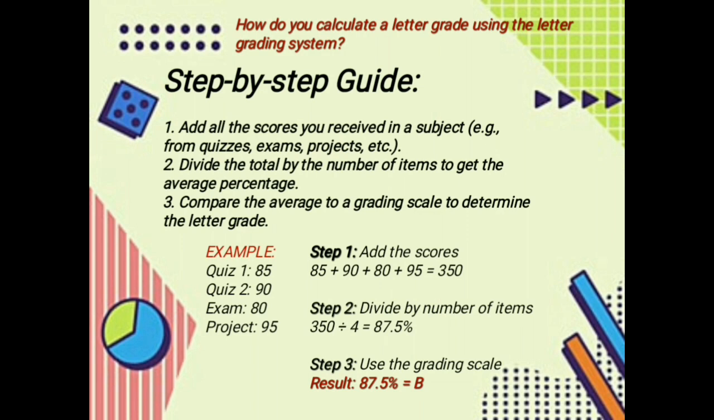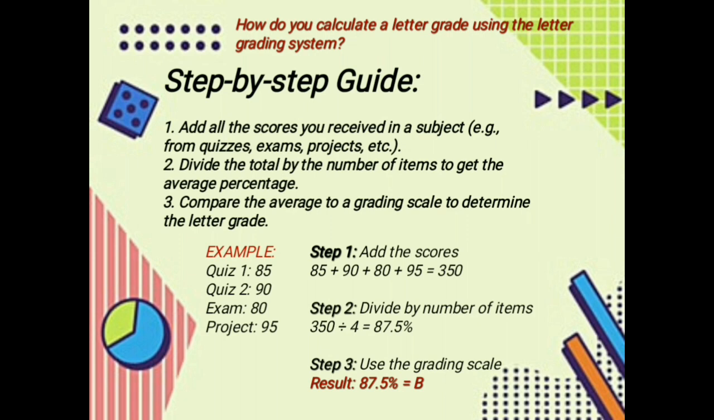So, meron ditong example. Sa quiz 1, meron siyang nakuhang 85. Sa quiz 2 naman, meron siyang 90. Sa exam, meron siyang 80. Sa project, nakakuha siya ng 95. So, step 1, add the score. I-add lang natin lahat ng scores na yun. So, 85 plus 90 plus 80 plus 95 is equals to 350.